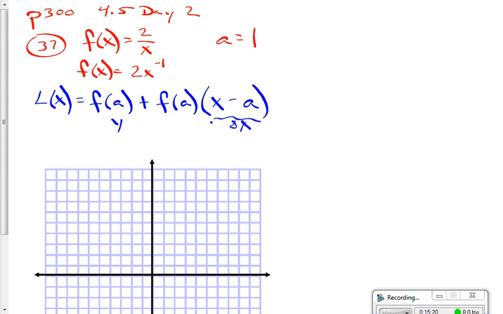This is a y value. This is a delta y value. Okay?